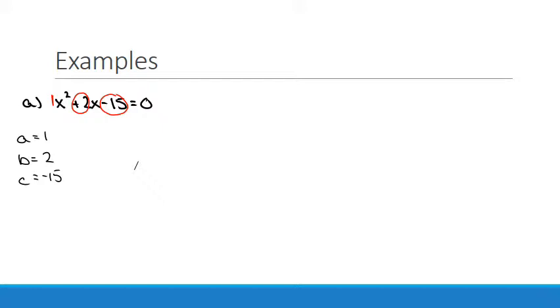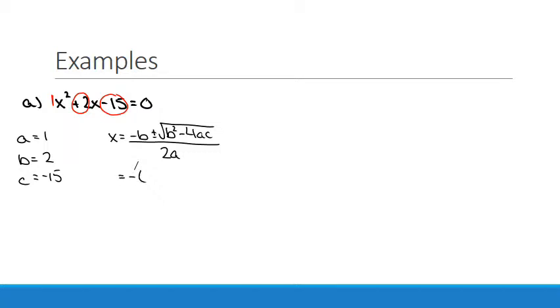Alright, then we should likely write down our quadratic formula again. x equals negative b plus or minus the square root of b squared minus 4ac, whole thing divided by 2a. Now that might seem like a crazy formula and you'll never remember that, but you will. You just write it down a few times, you'll remember it.